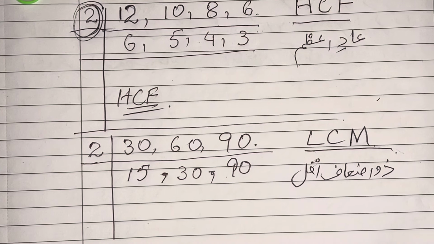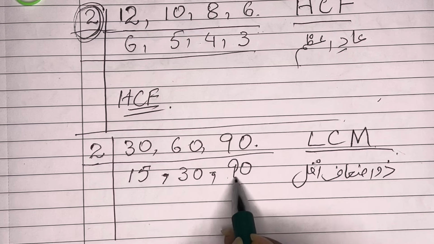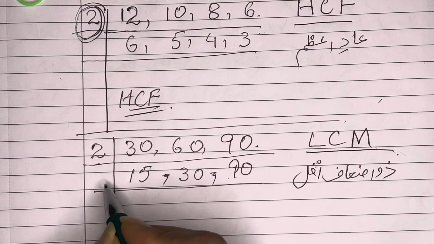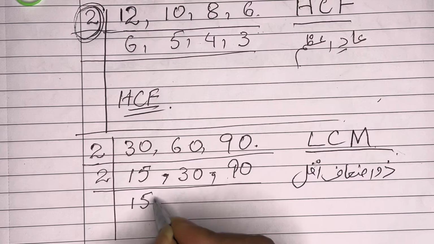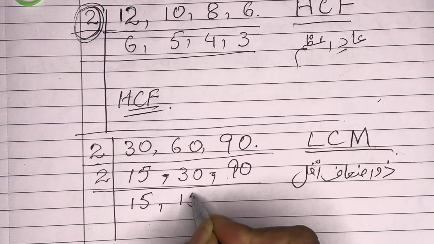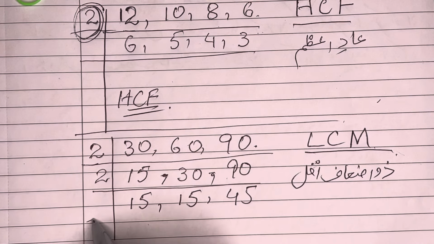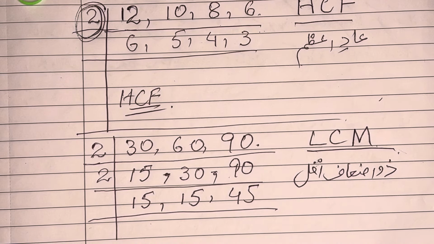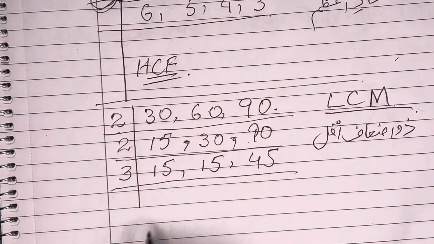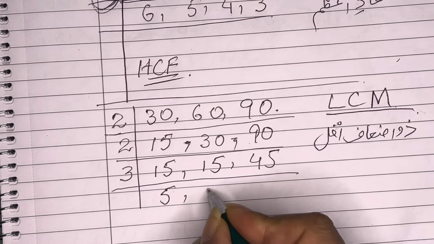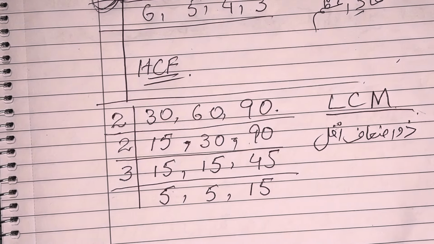Now 15 cannot be divided by 2, but still we have 30 and 90 which can be divided by 2. So once again with division by 2, 15 will come as it is. 2 15s are 30, 2 45s are 90. So for the next, no more division by 2. The next prime number is 3, and 3 5s are 15, 3 5s are 15, 3 15s are 45.